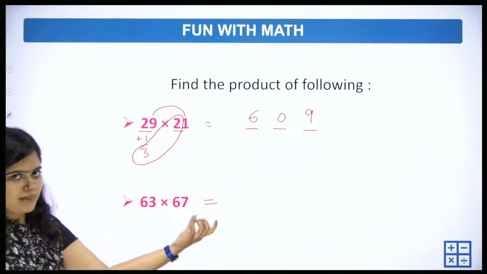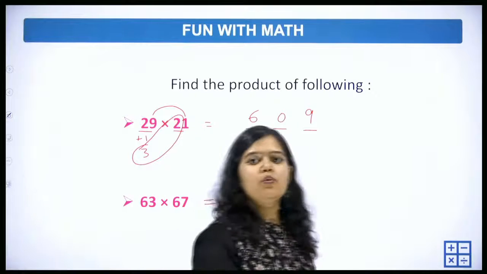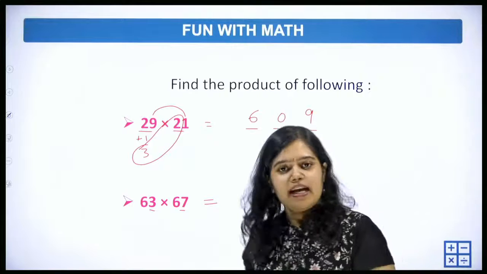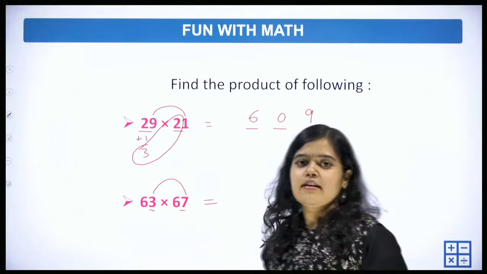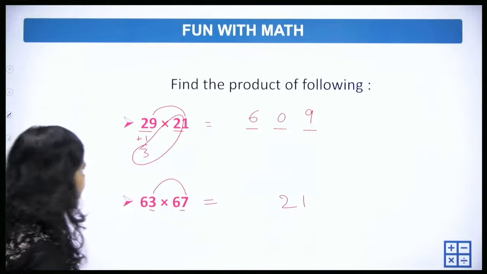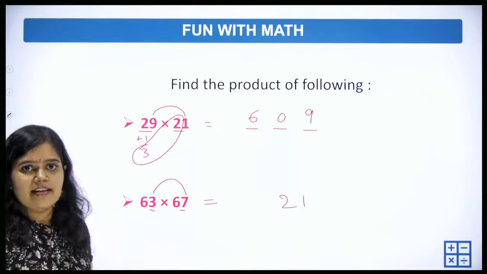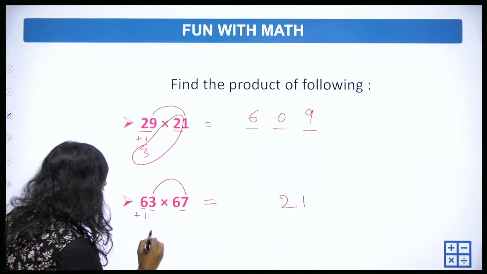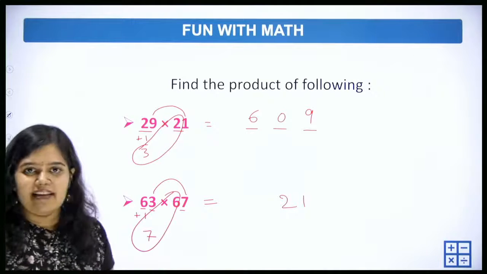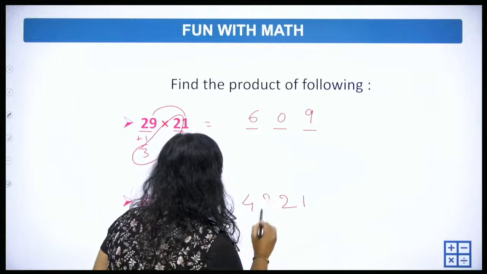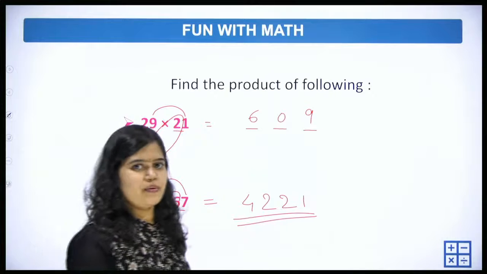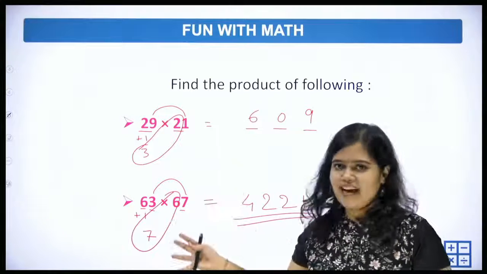Let's look at one more example. 63 into 67. What are the ones places here? The ones places are 3 and 7. And multiply 3 and 7. We get 7 3s 21. So 7 3s 21. And then 6 and 6. Instead of 6, we'll add 1 and it becomes 7. And then what are we doing? We are multiplying 6 and 7. 6 7s 42. So the answer is 4221. Clear? This is 4221. And this is how we do. Just have a look at it once.